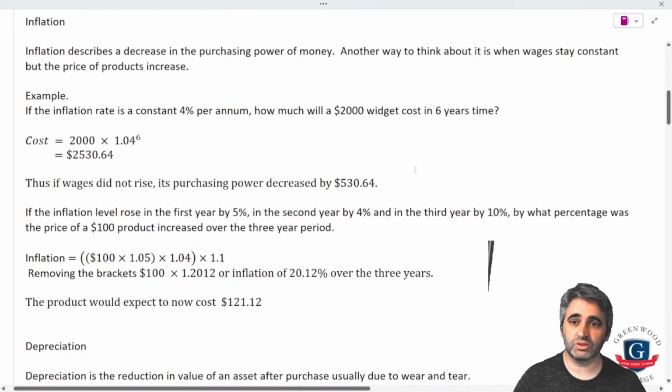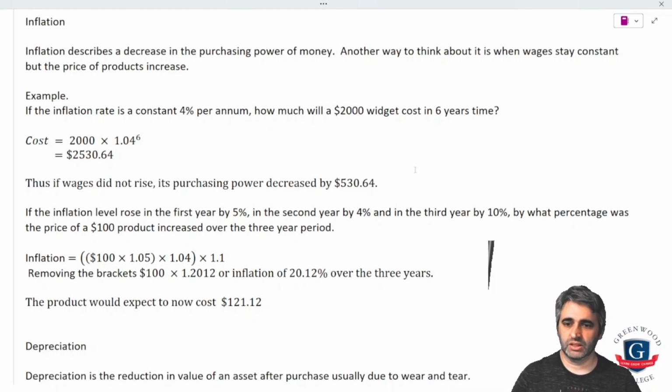Hi everybody, today we're going to have a look at inflation and depreciation, and hopefully we can solve a few problems involving that. So inflation describes a decrease in the purchasing power of money. So if inflation rises, what you could have bought yesterday you won't be able to buy today. Another way to think about it is when wages stay constant and the price of products increases.